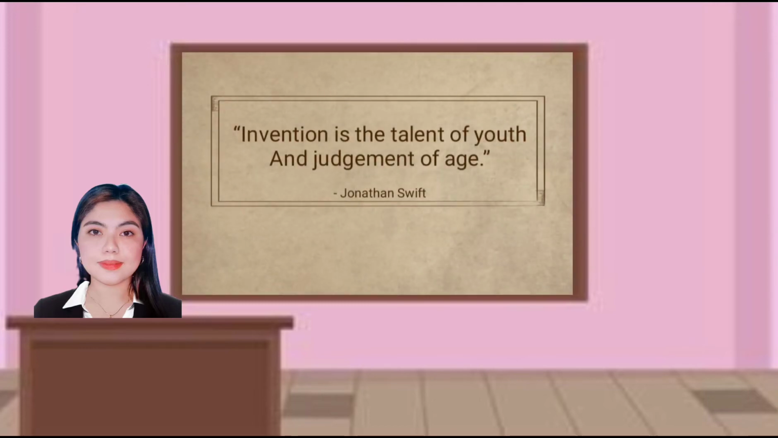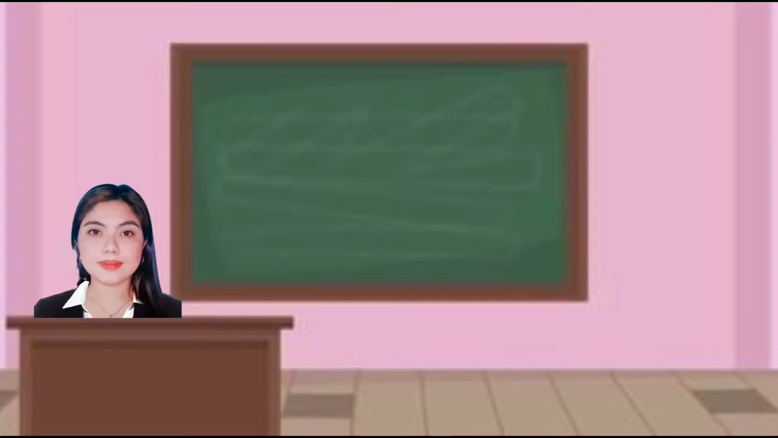According to Jonathan Swift, invention is the talent of youth and judgment of age. It strikes me that this may be one of the differences between youth and age. When we are young, we invent different futures for ourselves. When we are old, we invent different paths for others.